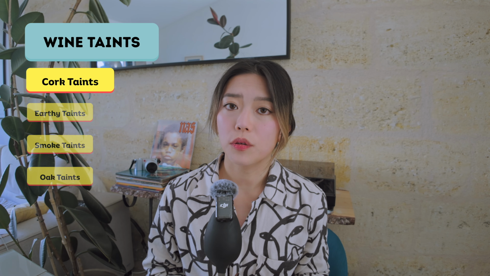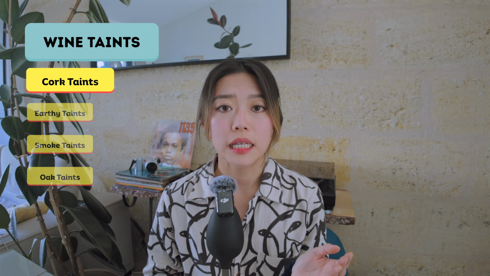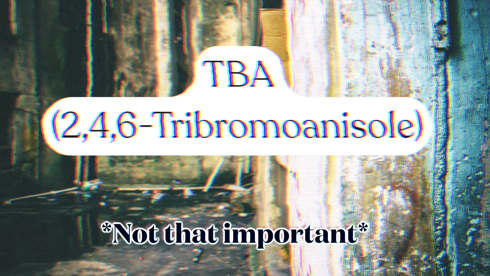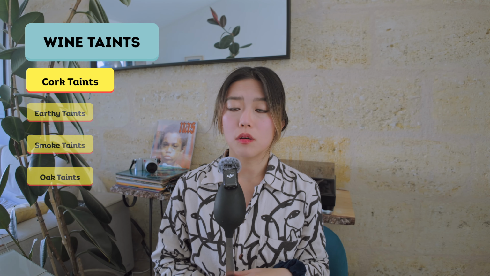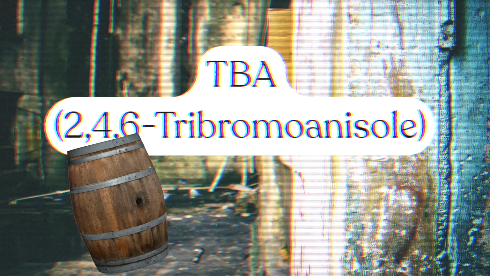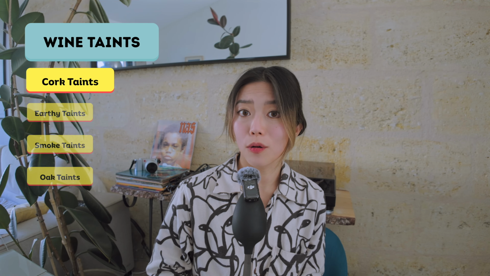And just when you think that if you don't use natural cork, you will not have a TCA problem, here comes the TBA. TBA can be formed in the environment by microbiome breaking down TBP. TBP is commonly found in fire retardant or fungicides and wastewater. TBA, it can be found in barrels, natural corks, as well as synthetic closure. Your affordable rosé might also have this problem.